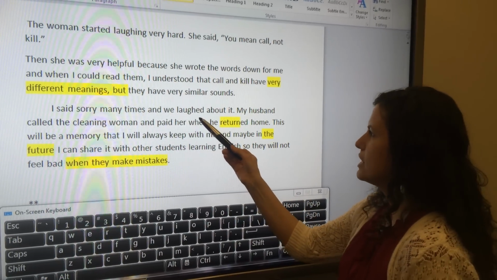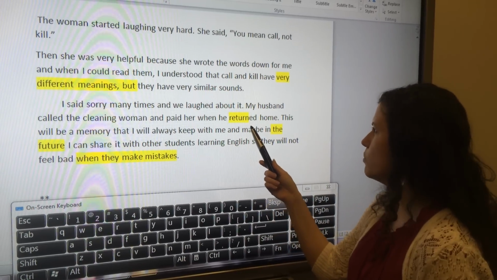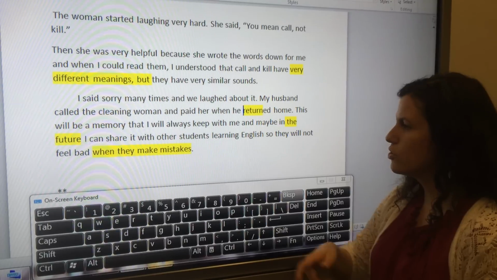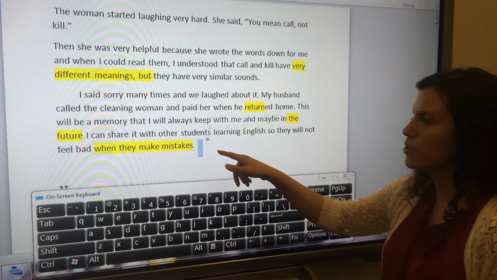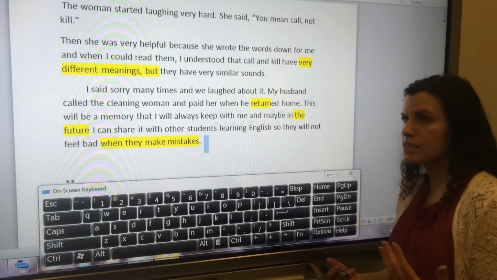She said sorry many times, and they laughed about it. Her husband returned home, paid the woman. This will be a memory that she will always keep with her. And then she also put in about the future. Maybe she can use it to help other students so they don't feel bad when they make mistakes.